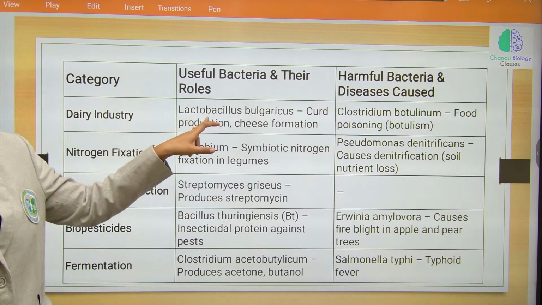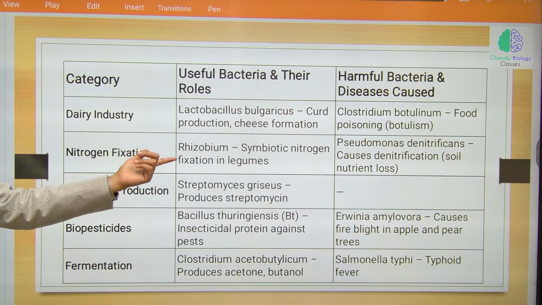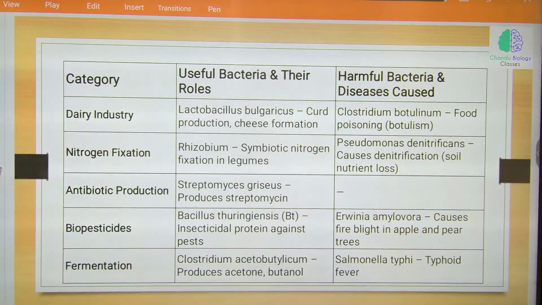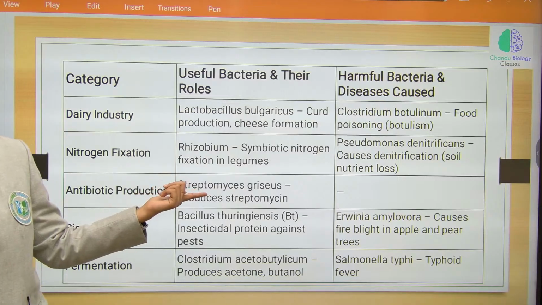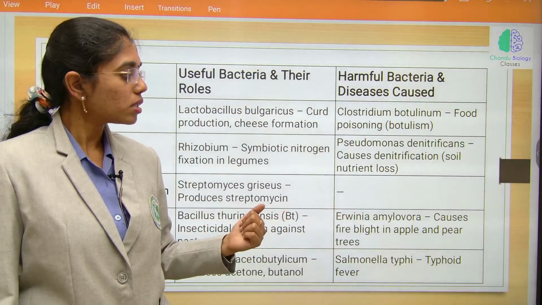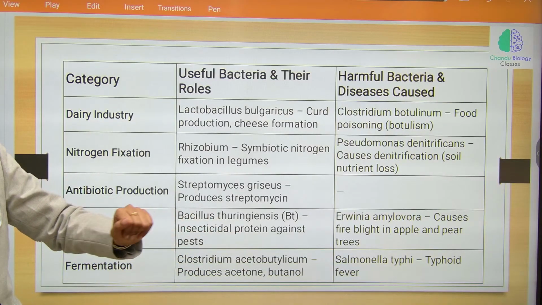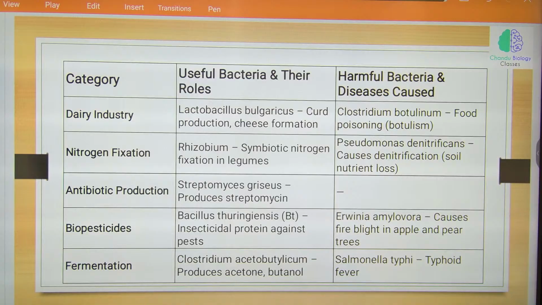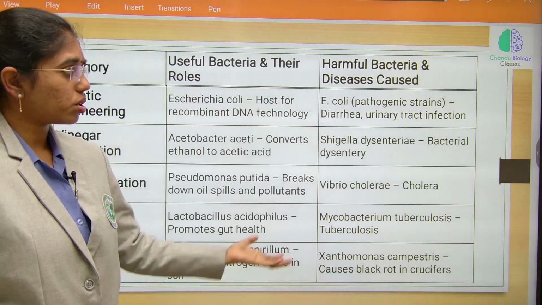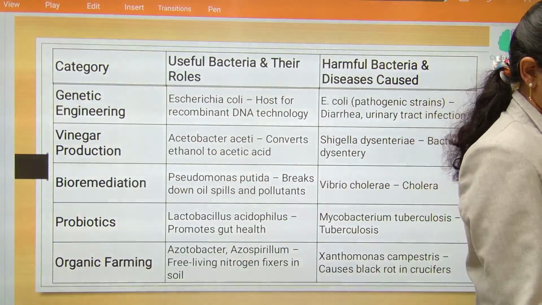For the dairy industry, Lactobacillus, whereas Clostridium is involved in food poisoning. For nitrogen fixation, Rhizobium and Acetobacter; here the harmful bacterium is Pseudomonas denitrificans. Antibiotic production is by Streptomyces griseus. Biopesticides: Bacillus thuringiensis, and here the harmful bacterium is Erwinia amylovora. Fermentation: Clostridium is useful, and Salmonella typhi will cause typhoid fever. These are the bacteria which we have discussed just now. Just go through the harmful bacteria also. You can take a screenshot of it now, it is useful.